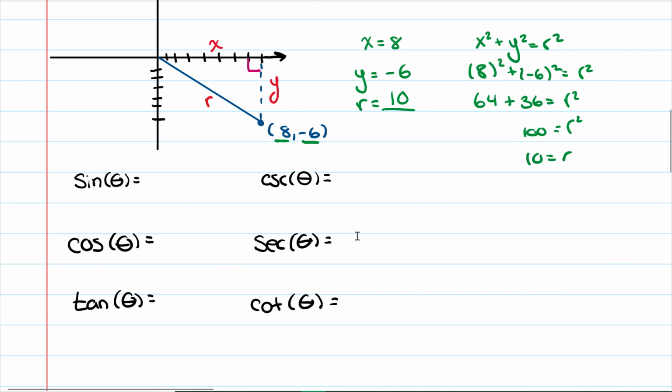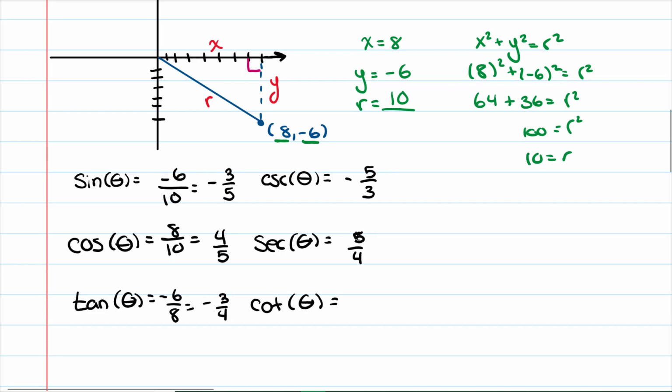Alright, so we know that sine is going to be y over r. So it's negative 6 over 10. So we get negative 3 over 5. Cosine is going to be x over r. So it's going to be 8 over 10. So it's 4 over 5. And tangent is going to be y over x. So it's negative 6 over 8. So it's negative 3/4. And to find the remaining 3, all you got to do is flip them. So negative 5/3, 5/4, and negative 4/3. That's it. All done.